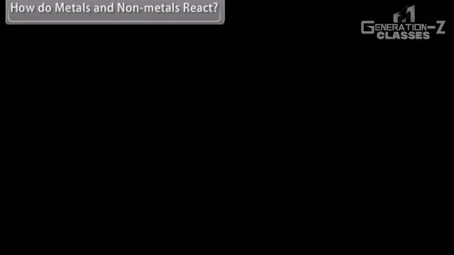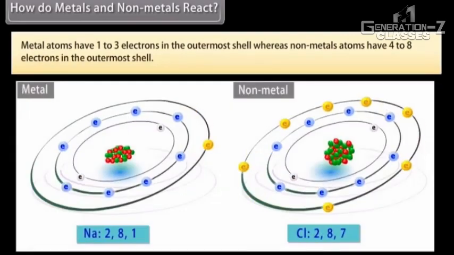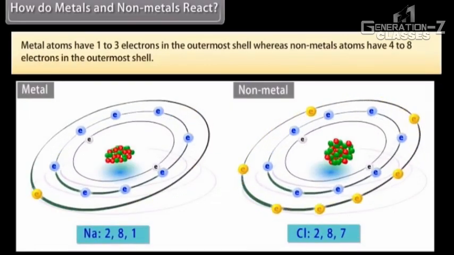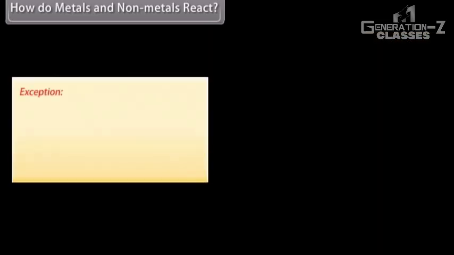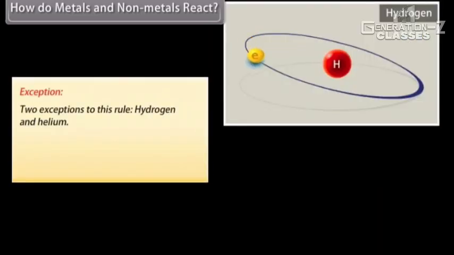How do metals and non-metals react? Metal atoms have 1 to 3 electrons in the outermost shell, whereas non-metal atoms have 4 to 8 electrons in the outermost shell. Exception. There are 2 exceptions to this rule: hydrogen and helium.